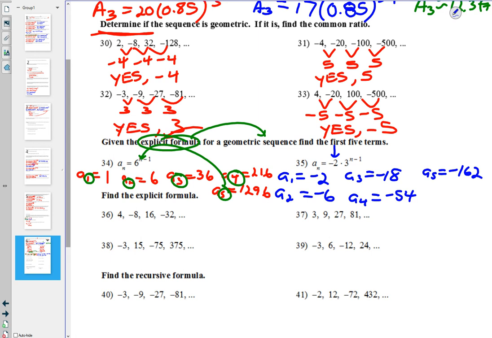Okay, well, just tell her that in geometric sequences, to get from one number to the next, you're either multiplying or dividing.